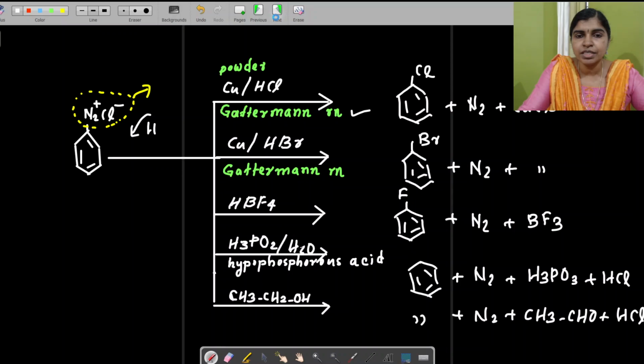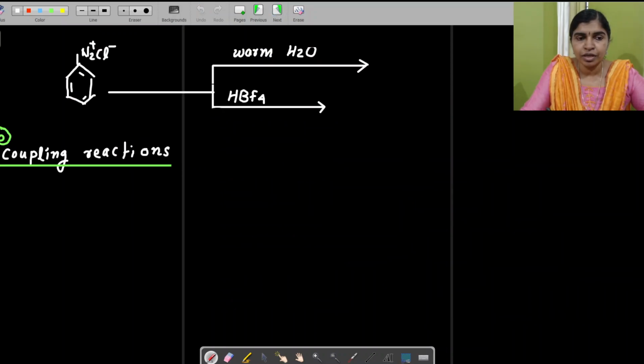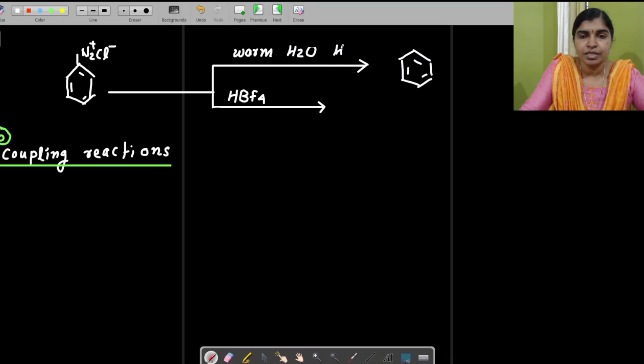Then two more reactions are there in replacement reactions. When it is warmed with water, these are reactions we have studied. What will be the product when it combines with water? It will split into H plus and OH minus, and OH minus is substituted here.